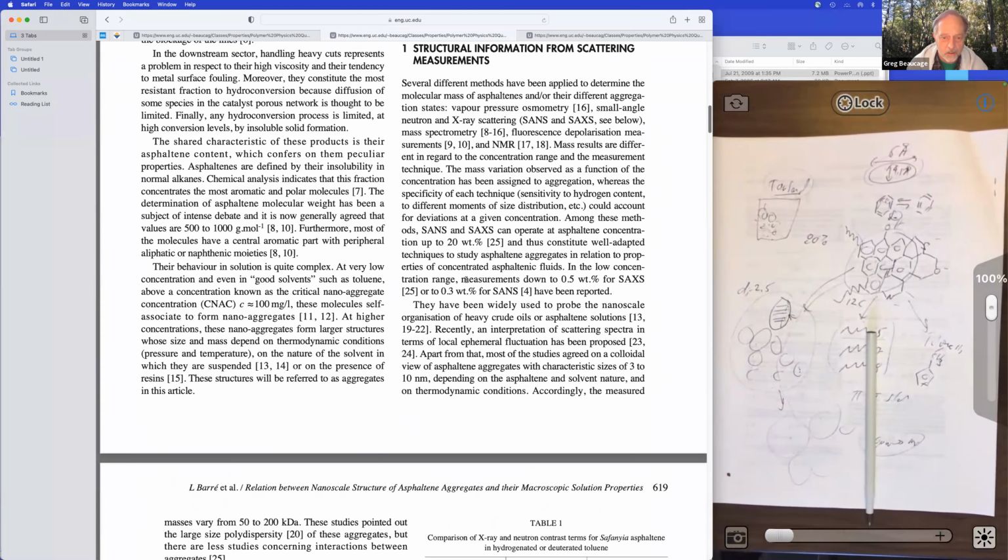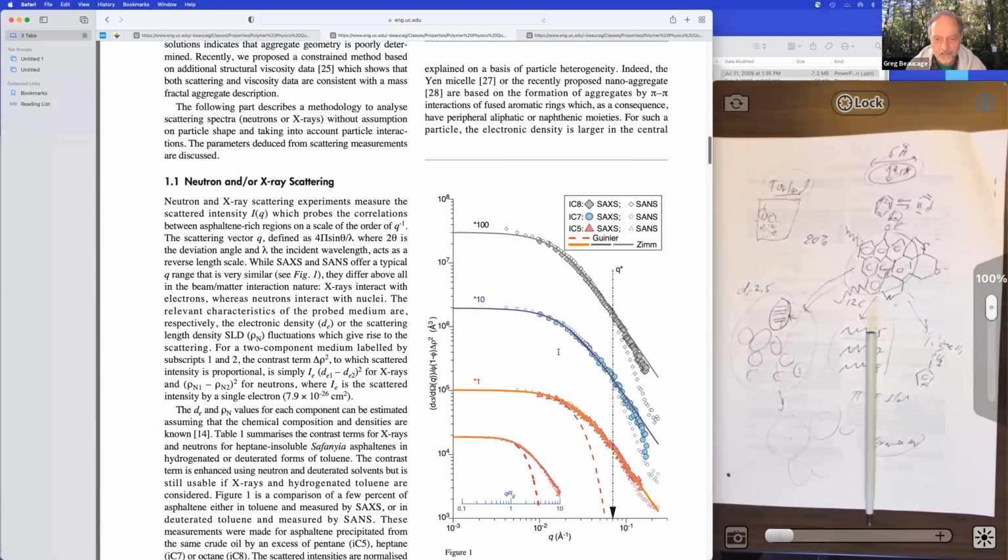Anyway, so they do sands. So in this size range, you can see the stacks over here, the solid objects. Power of -4 gives a surface to volume ratio.